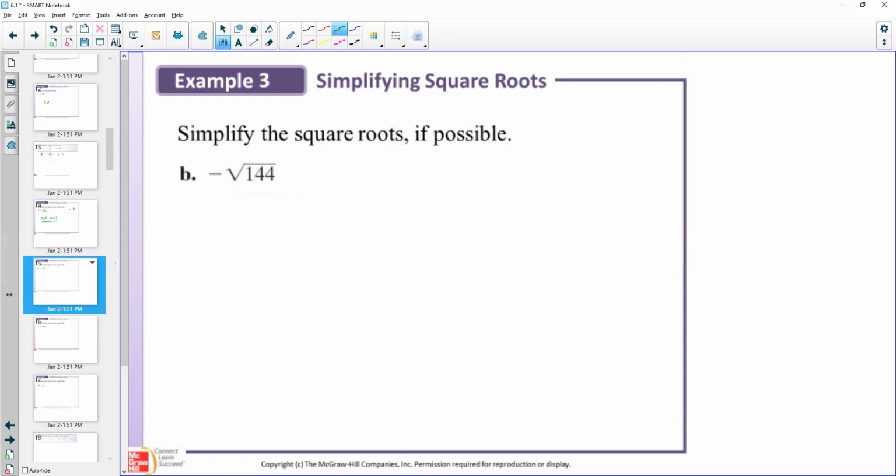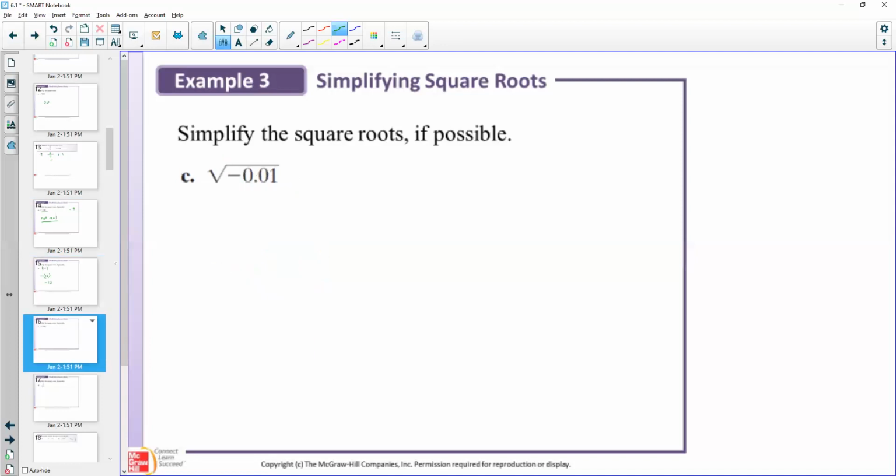How does this one go? Now think carefully, because think about order of operations. Technically, what's happening here is that. So I can take the square root of 144, it's 12. And then on the front, I have a negative. So the answer here is negative 12.